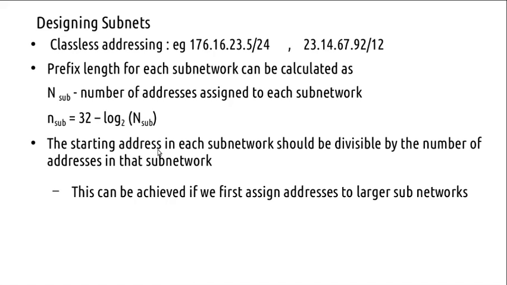And small n sub is the prefix length of the subnet, right? Capital N sub is the number of addresses assigned to each subnet. So if you say this subnetwork has 64 nodes, you are to assign 64 addresses, and n sub will be the prefix length of that subnet.